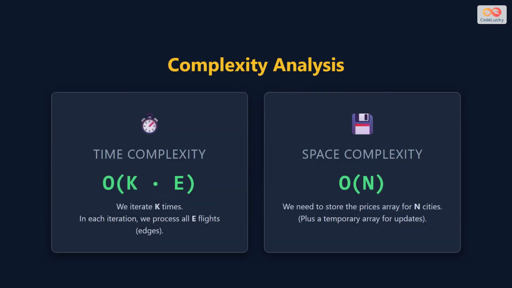For the time complexity, since we run the relaxation loop k times and iterate over all flights each time, our complexity is big O of k times e. The space complexity is big O of n, because we only need to store the price array for the cities.